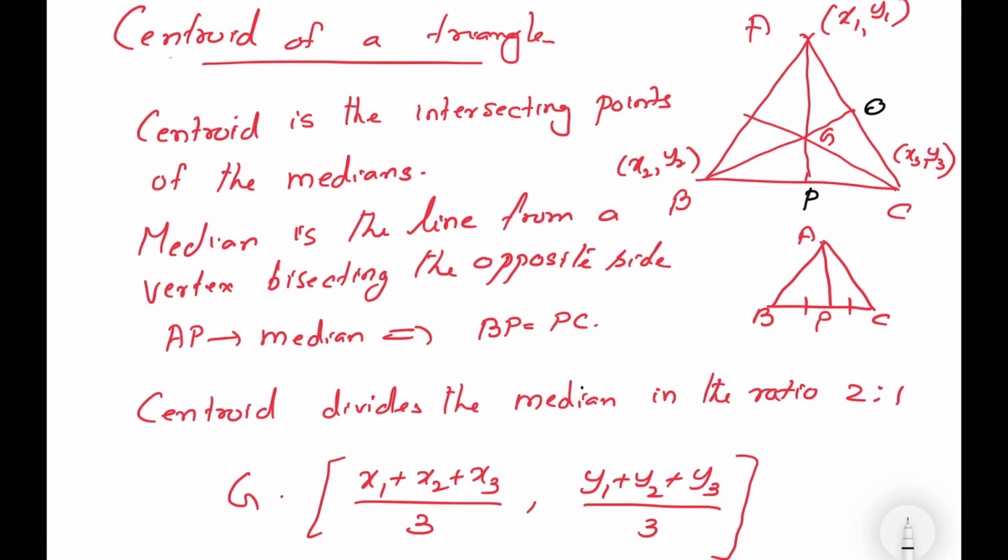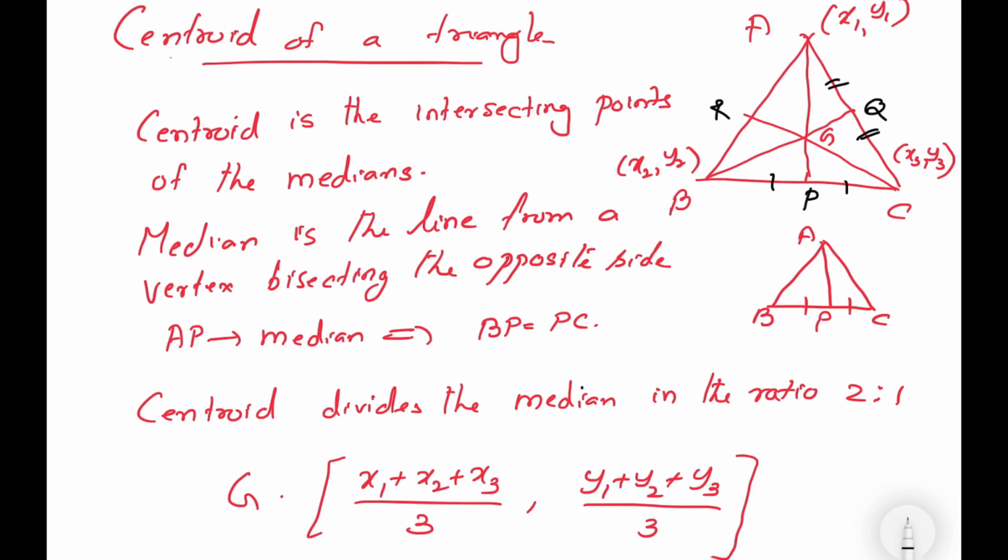AP, AQ and AR are the medians. That means P is the midpoint of BC. AP will divide the opposite side equally, it will bisect the side. Similarly, BQ is a median and CR is a median. So, these two will be equal, similarly these two will be equal, and AR is equal to RB.